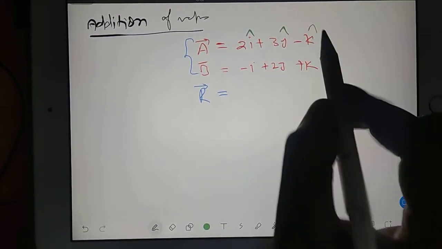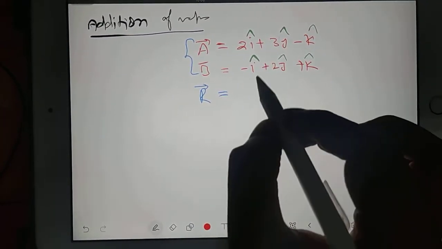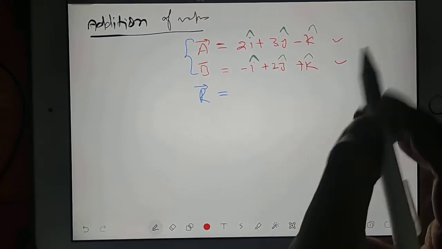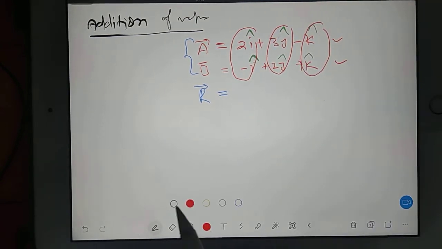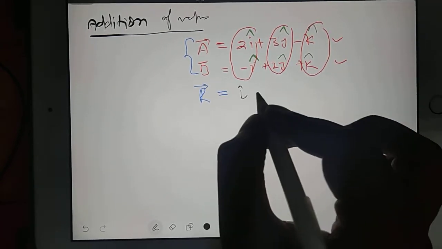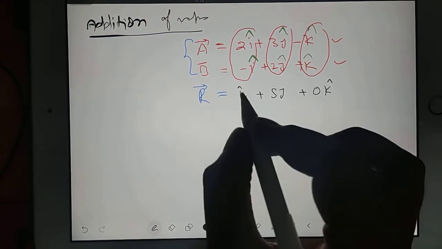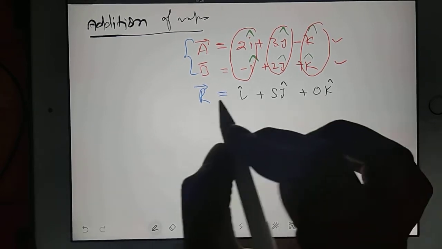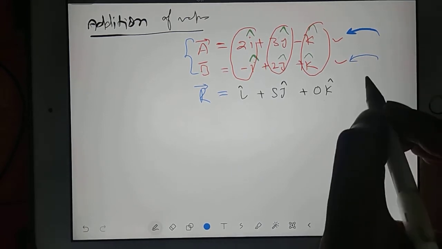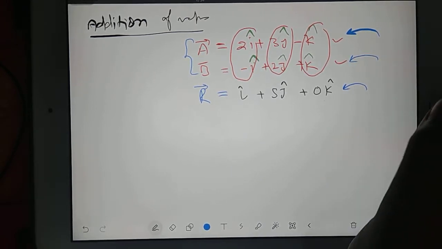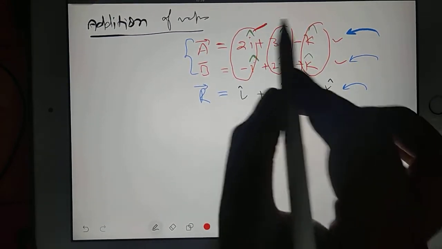I am not writing the cap, but by default you have to write the cap. In your notebook you should write the cap. When we are adding these vectors and the vectors are mentioned properly, you simply add i with i, j with j, and k with k. Adding i with i gives i, this gives 5j, and this gives 0k, right? So you see here, this is a different vector, this is a different vector, and this is again a different vector. Get my point? You have simply added the digits written here.